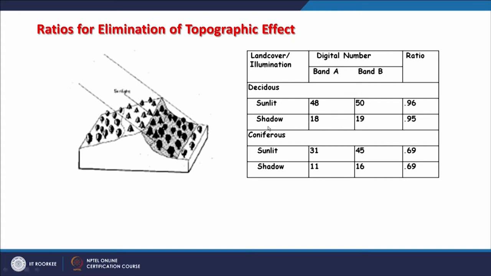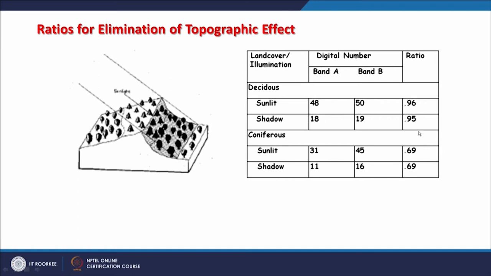Same in the case of shadow, in band A or band 1 it is just 18, whereas in band B it is 19. So again the ratio is getting quite close as in the case of sunlight and shadow, and therefore the effect of shadow is getting reduced. Another example, this was from deciduous trees, forest or vegetation, and now you have an example of conifer trees, where in the case of sunlit slope, in band 1 it is 31 pixel value, in band 2 or band B it is 45, so the ratio comes to 0.69, and in the case of shadow again 11 and 16, the ratio comes to 0.69.